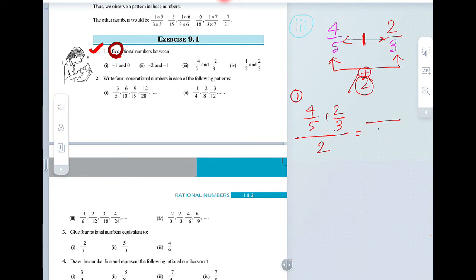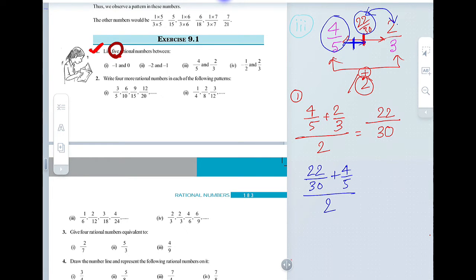Let's calculate it. Now again you can find such a number which will be exactly in between this number and this number. How to find this? 20 by 30 plus 4 by 5 divided by 2. So you will get a number exactly in between these two numbers. Again you can just add these two rational numbers, 2 by 3 and 22 by 30, and divide that sum by 2 and you will get a number lying exactly in between them. In this way you can find innumerable rational numbers between two rational numbers.